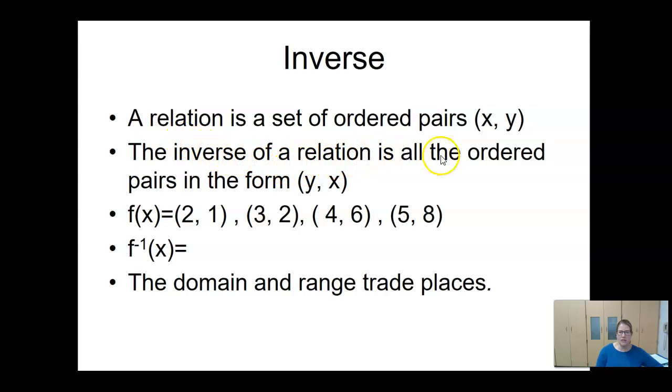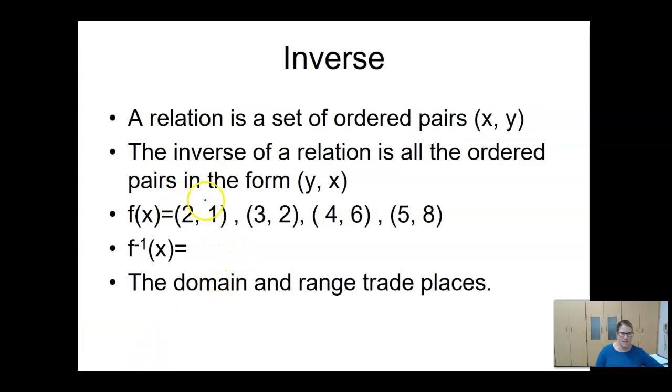The inverse of a relation is all the ordered pairs in the form yx. So basically, in an inverse, the xy and the yx change places. So if my function is f of x equals (2, 1), (3, 2), (4, 6), (5, 8), so it's just this collection of points, then the inverse function is going to be the same points, but the x and y's will be switched or reversed. So basically, the domain and range trade places.